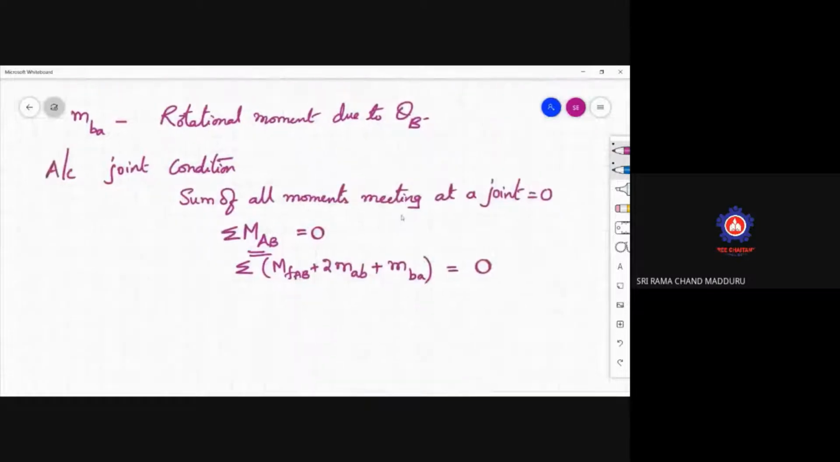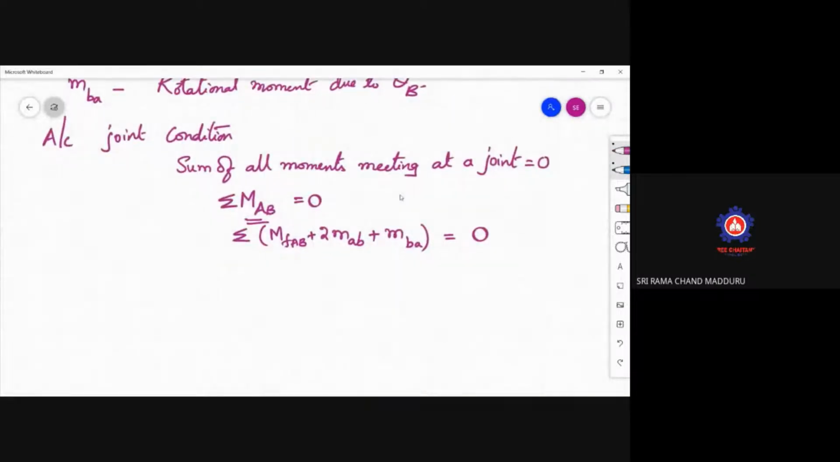So what we have done is, according to the joint condition, the summation of the moments at a joint is equal to 0. Now you can write this as sigma MFAB plus 2 times sigma MAB plus sigma MBA is equal to 0.